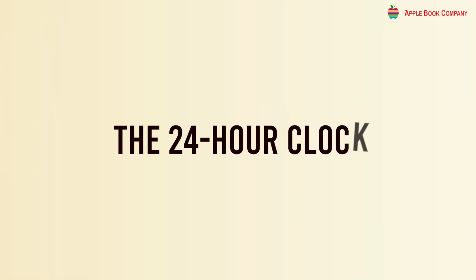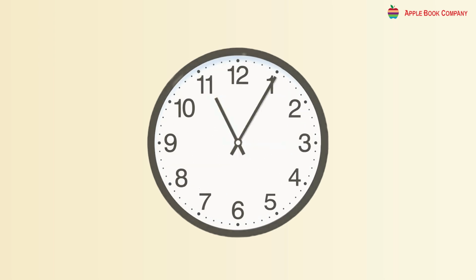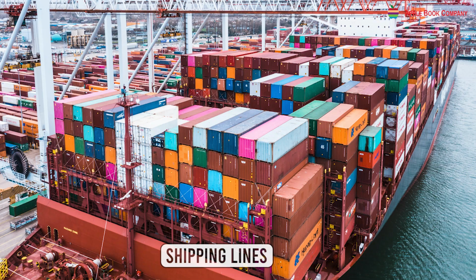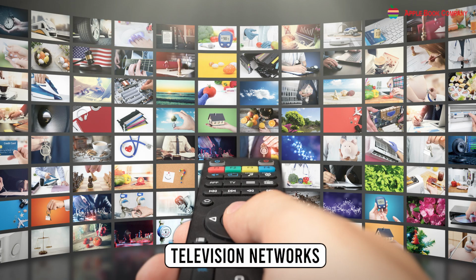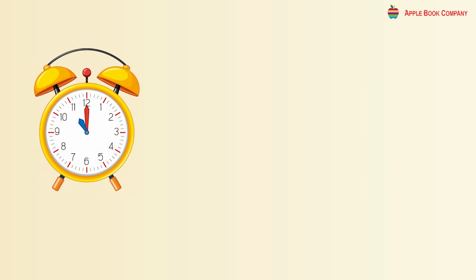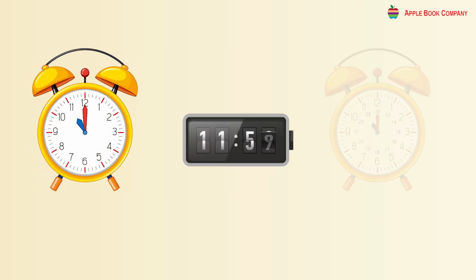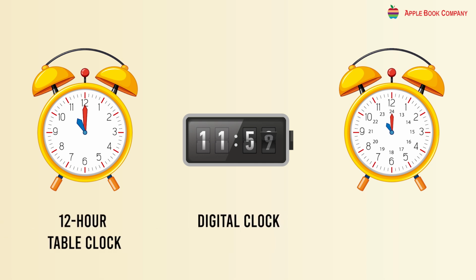The 24-hour clock. We generally use the 12-hour clock to measure time. However, railways, shipping lines, air services, defense forces, and television networks throughout the world use the 24-hour clock. Look at the 24-hour clock shown below. Let us study the time shown by both types of clocks: 12-hour table clock, digital clock, 24-hour table clock.